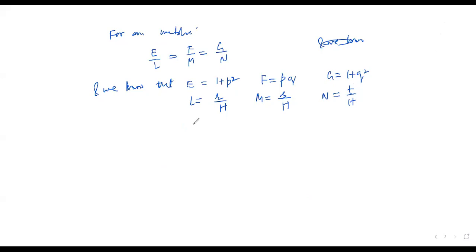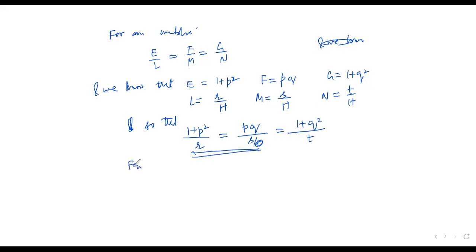So if there is an umbilic point, then for an umbilic we must have 1 plus p square divided by r equal to pq divided by s equal to 1 plus q square divided by t. H is throughout, so it cancels. Now if I take the first two equations, what do I get?